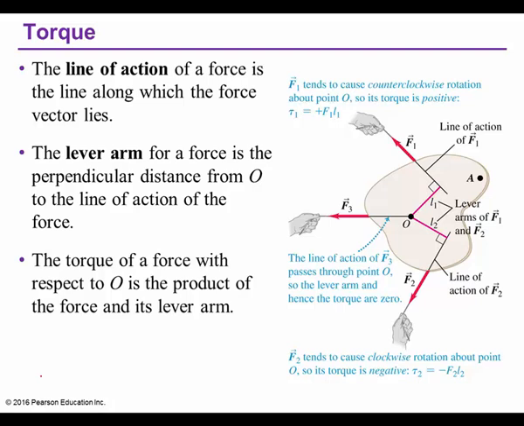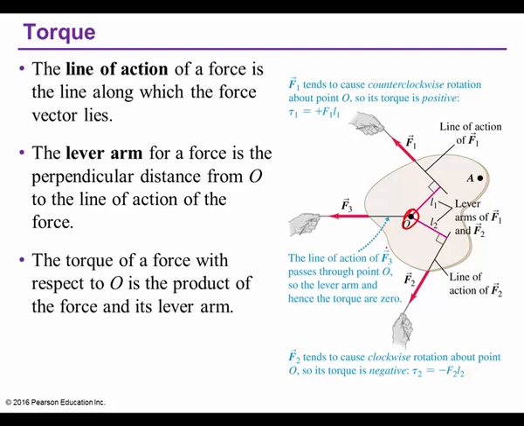Now the lever arm, of course, is what? It's the distance perpendicular to the line of action, measured from O. So what is O? Well, O is the actual point at which rotation occurs. That's your point of rotation. So that would be your bolt if you were trying to remove a bolt, or the center of the doorknob if you're turning the doorknob.